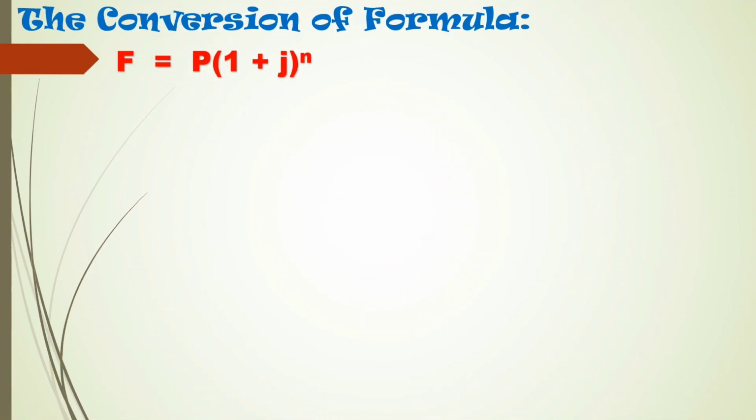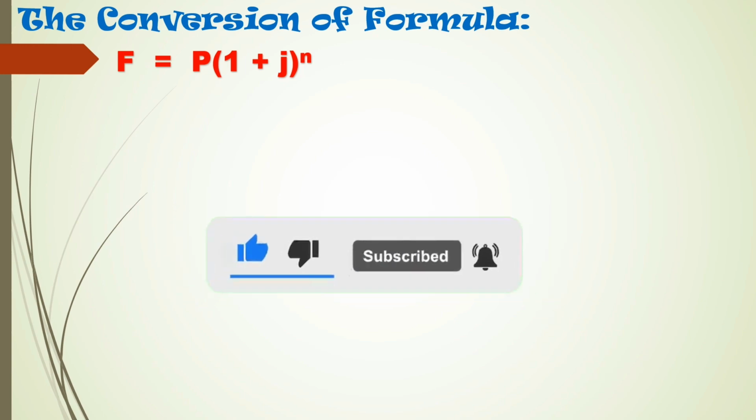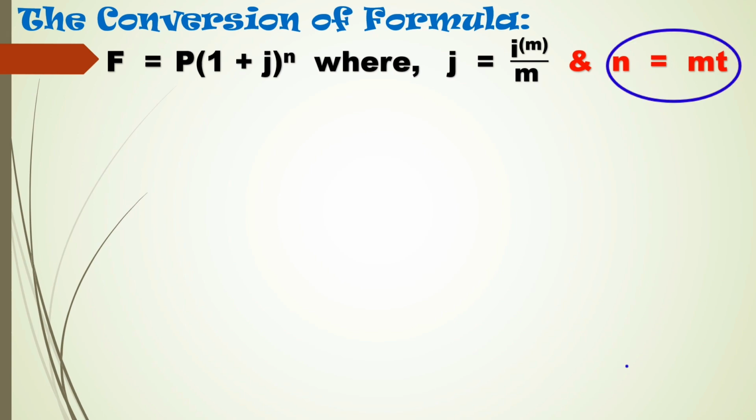Without further ado, let us now discuss the conversion of the formula in computing time in compound interest. From the basic formula of the future value of compound interest, F equals P times quantity 1 plus j raised to the n, where j is equal to i raised to the parenthesis m over m, and n is equal to mt. We all know that time, or t, is in n. So our objective is to convert the formula for n.